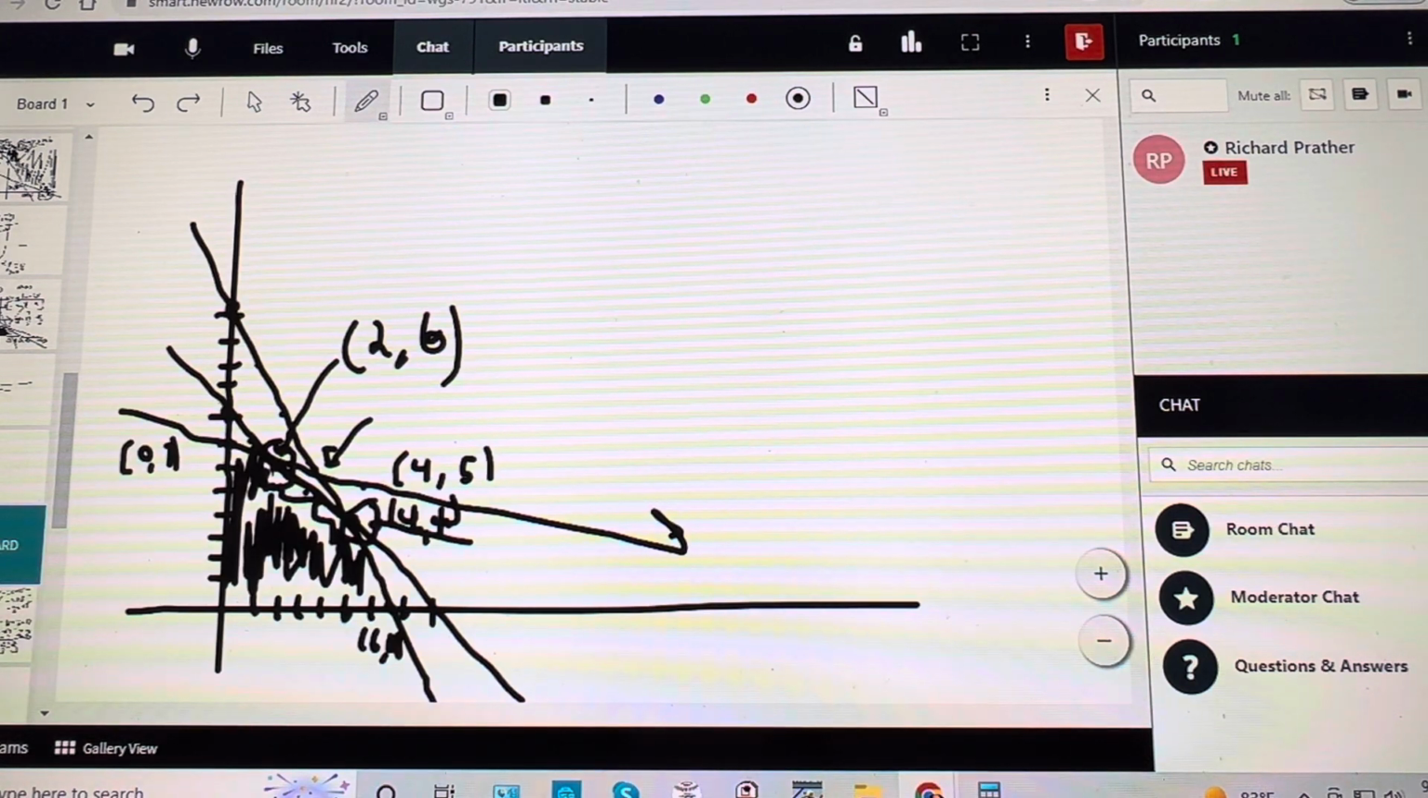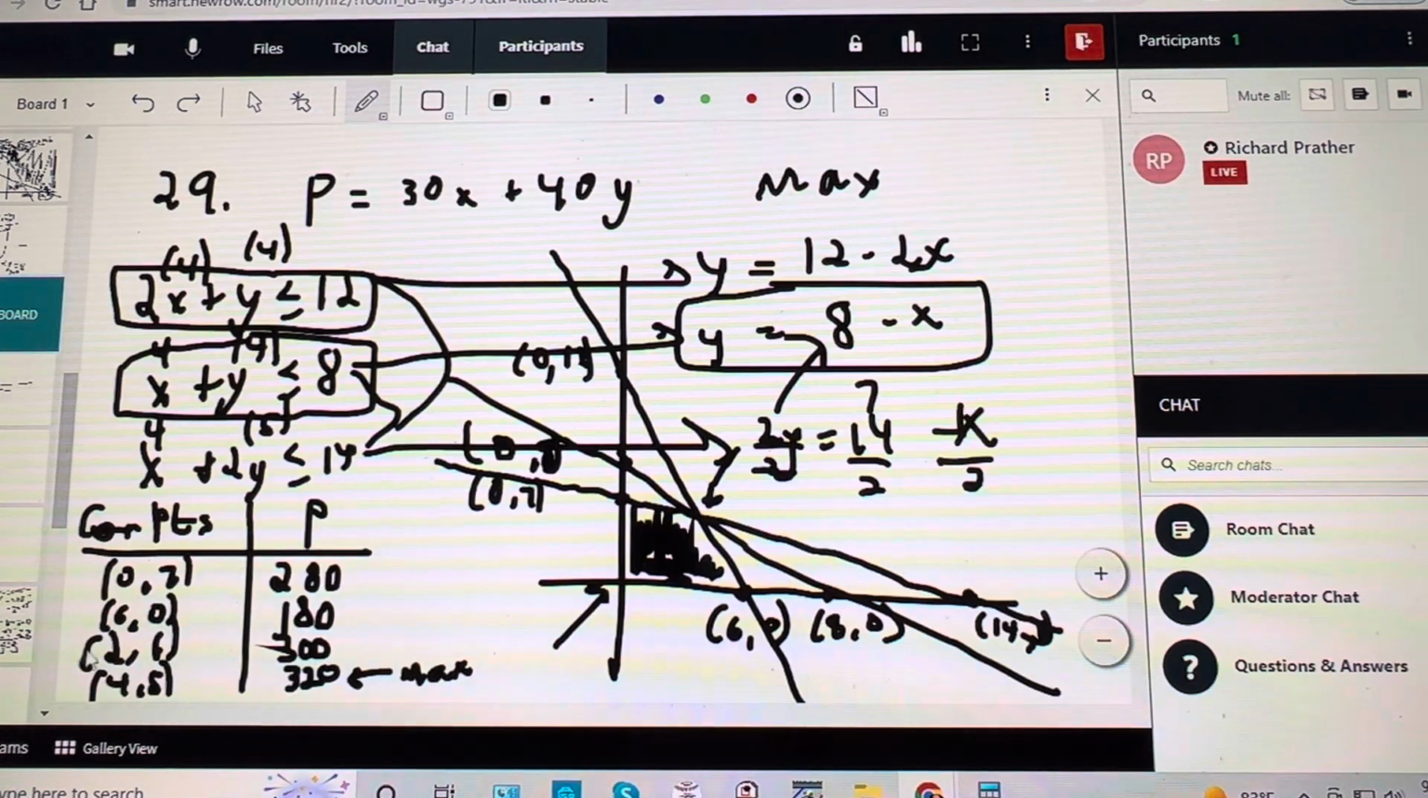Did I have 4, 4 and 2, 6? No, I had 4, 5. That's what's wrong. So this should be 4, 4, I'm guessing, because I'm guessing that another possible corner point is when X is 10 thirds. And then the Y is probably a fraction too, but usually you don't get fractional answers here because these are how many pencils and how many pens. I can't make 10.3 pencils.